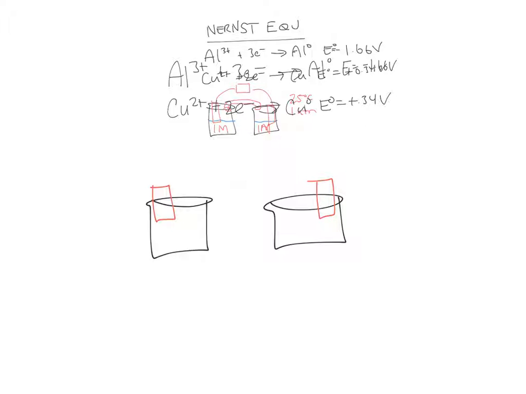which are metal electrodes, and they're floating in solutions which are made up of the same metal ions of the metals themselves. This is connected to a voltmeter, and you have the salt bridge, which is allowing the circuit to be complete and electrons flow full circle.